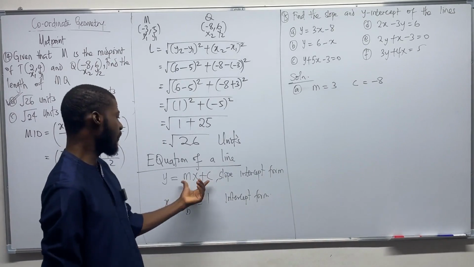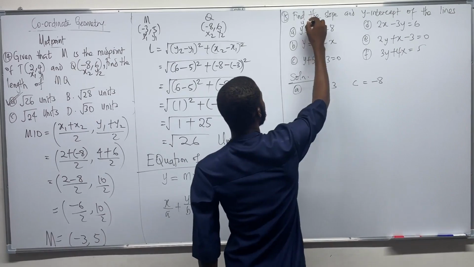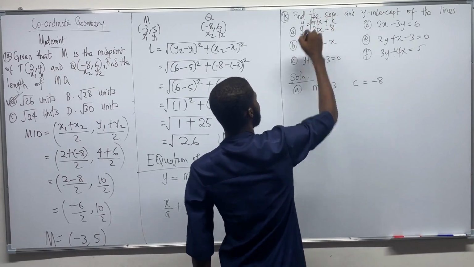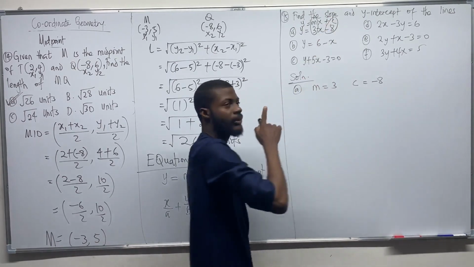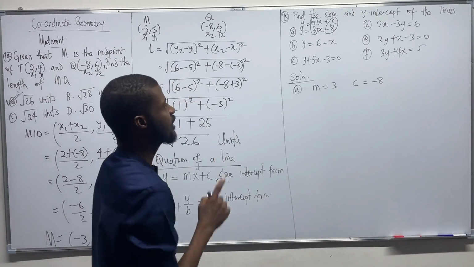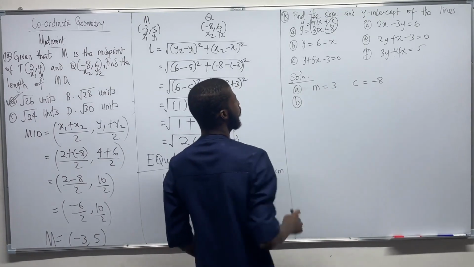You must always compare this equation to this equation. So if you say y equal mx plus c, you will notice that when you compare, m is equal to 3, then c is equal to minus 8. Be careful because there's a minus. Don't just say c is equal to 8. There's a minus there. So that is it. That's how you compare.